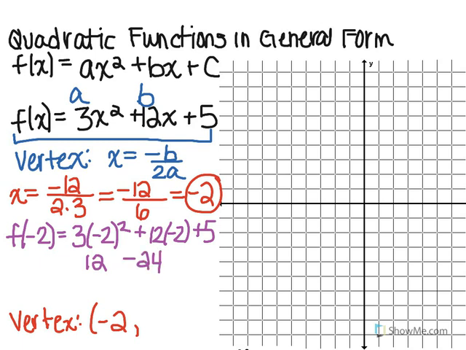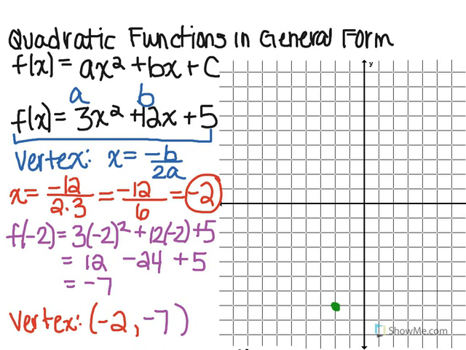minus 24 plus 5. And when we compute 12 minus 24 plus 5, we get negative 7. And that's the second value for our vertex. So our vertex is negative 2, negative 7, so I'm going to plot that right here.